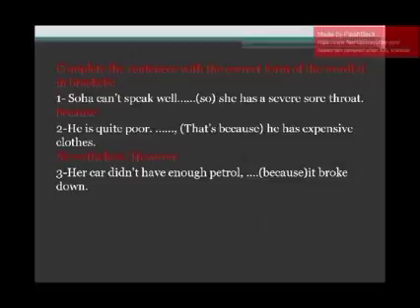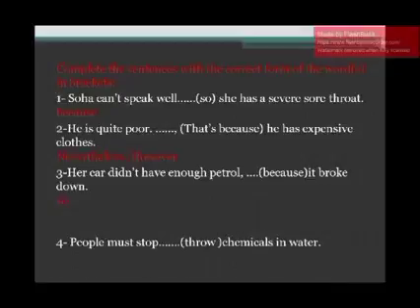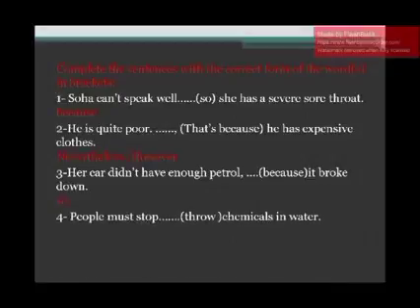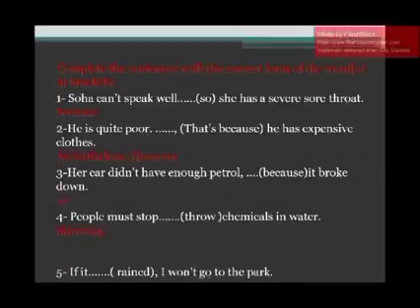Number 3, her car didn't have enough petrol because it broke down. Here, because is followed by a result, and this is incorrect. Which one should be followed by a result? Yes, it's so. Her car didn't have enough petrol, so it broke down. Number 4, people must stop throw chemicals in water. Stop here should be followed by a gerund. So the correct answer is throwing.